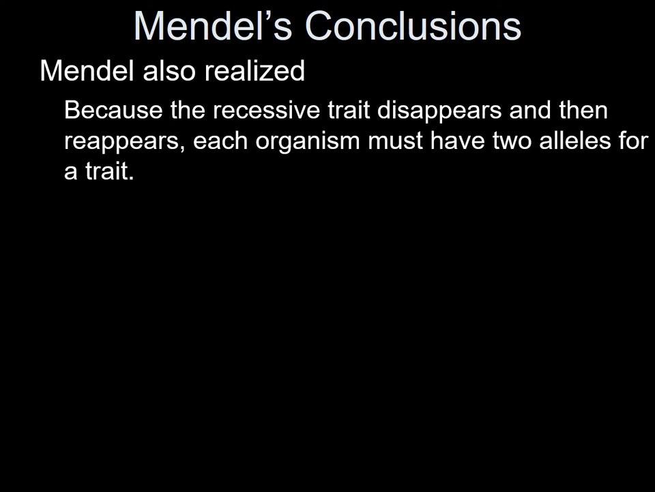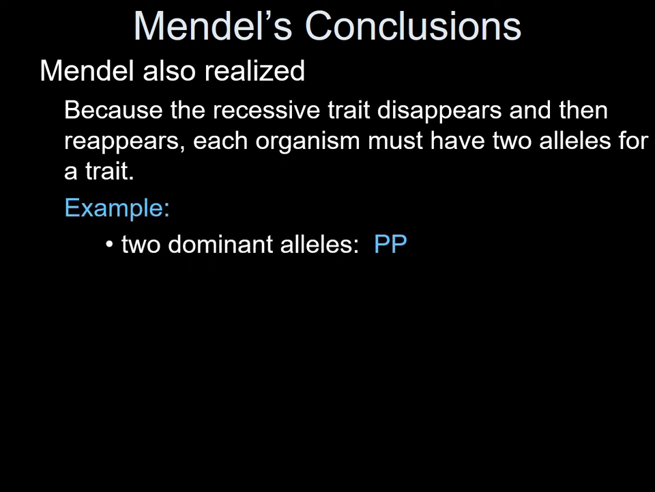Because the recessive trait could disappear and reappear, each organism must have two alleles for a trait. That's how he figured out there had to be two, because there had to be a way for the white to be masked. So, for example, you could get two dominant alleles, a dominant P from mom and a dominant P from dad. He had to come up with vocabulary to express these ideas.